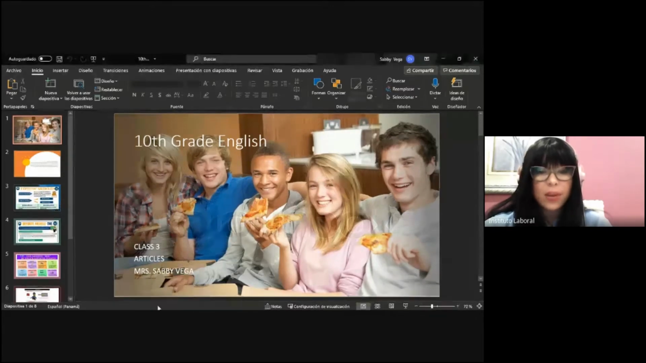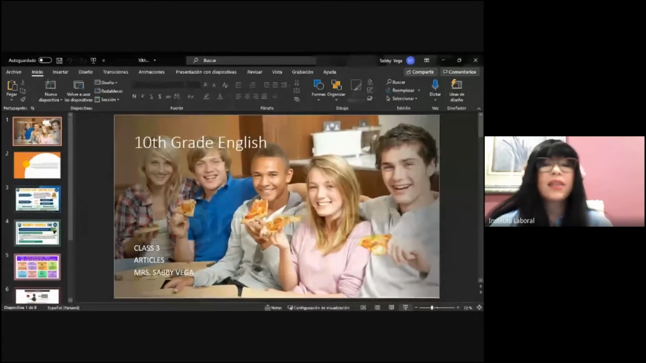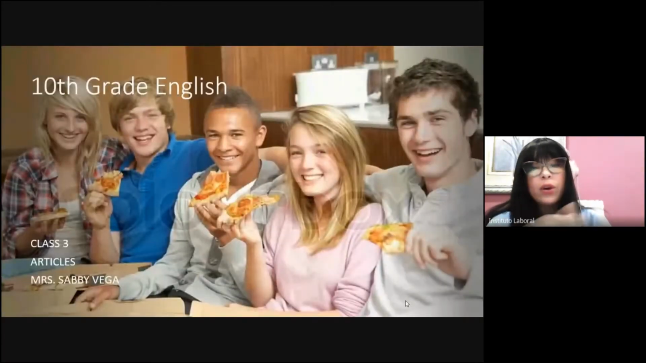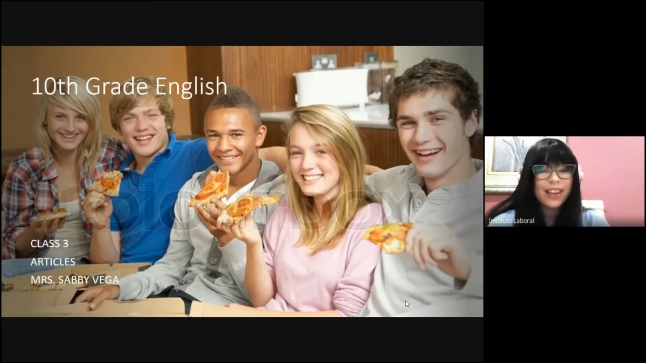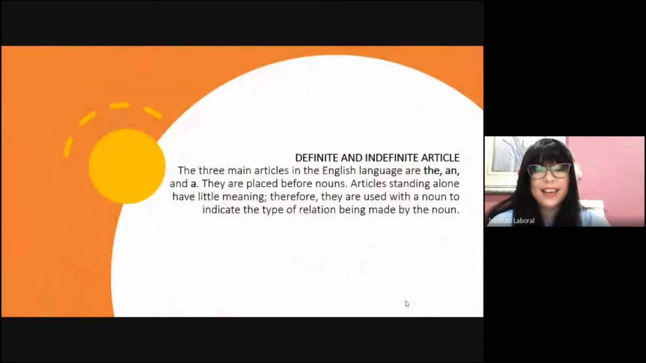So this is class number 3. This is 10th grade English, and today we are going to talk about articles. Okay, articles. Look at the friends. They are hanging together and they are eating pizza. Okay, so what is a definite and indefinite article?